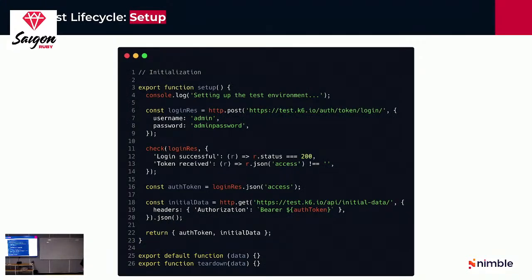And this one is the setup part. It's an optional one, but in our case, we use it to retrieve the authentication token and also prepare the initial data that we can reuse later in the default function or the teardown function. At the return statement, we return an object, and it will automatically become the argument for the default function and the teardown function.